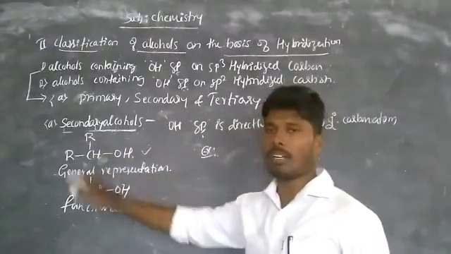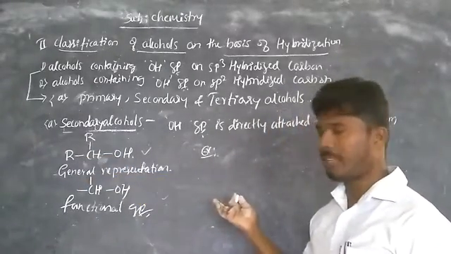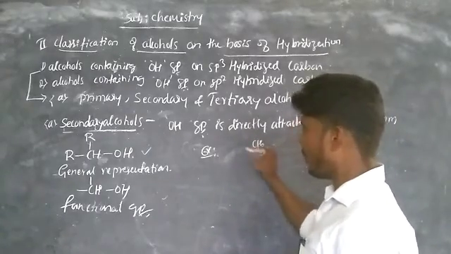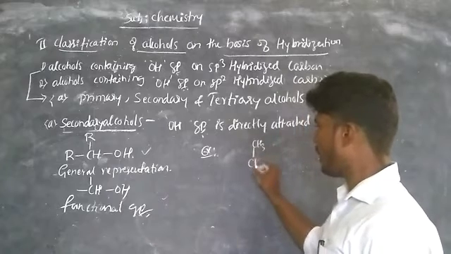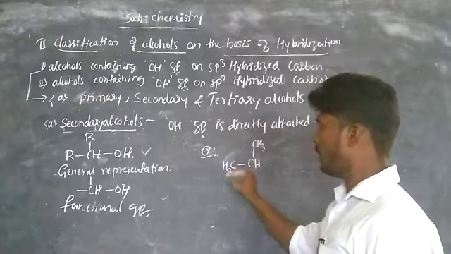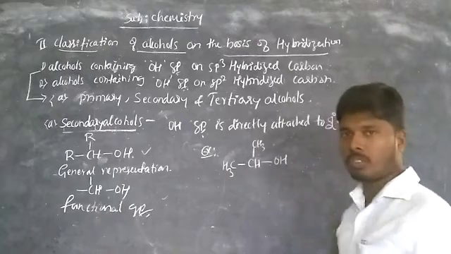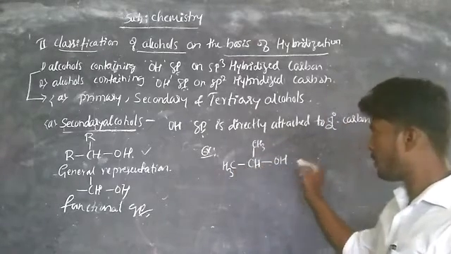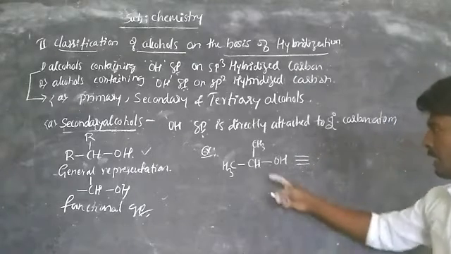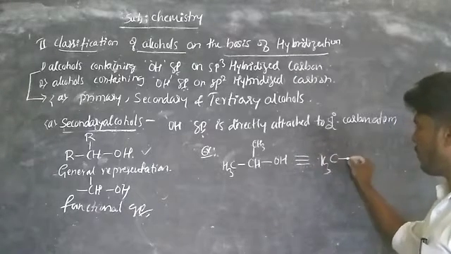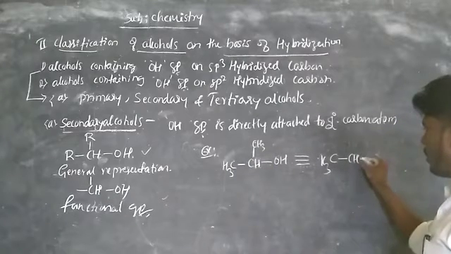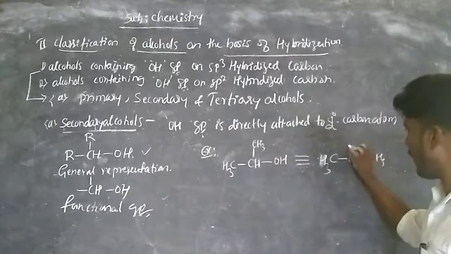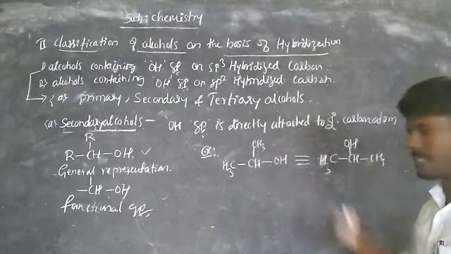So in place of R, we are writing a group other than hydrogen for secondary alcohols. If you write CH3 in place of R, what you get? CH3, bond CH, bond CH3, bond OH. The longest chain is 3 carbon atoms, so this can be represented like this, and it can also be written like CH3 bond CH bond CH3, with the OH written here. These two are equal representations.